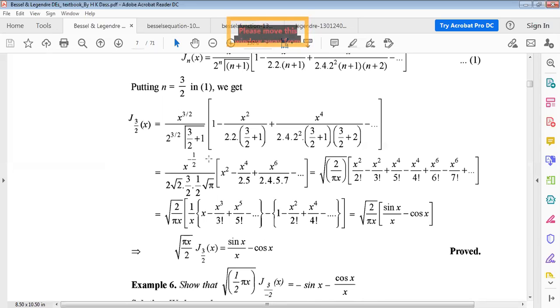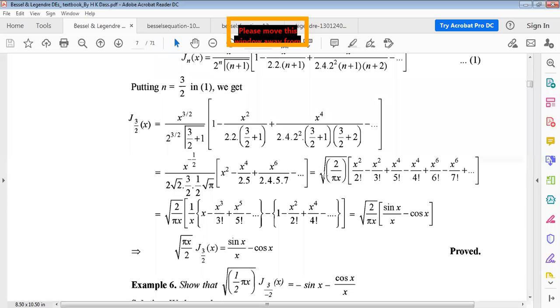This is gamma 3 by 2 plus 1. Gamma 3 by 2 plus 1 means gamma 5 by 2. Gamma 5 by 2 means 3 by 2 into half gamma half. Gamma half means root pi. And 2 to the power 3 by 2 can be written as 2 root 2. So this can be written as, now multiplying x square in every term and taking 1 by x square here, x square is given in every term. So we can write x square by 5 by 2; the 2 will be cancelled, so 2 into 5. And here 5 by 2, 7 by 2, so the 2s will be cancelled. So 2 4 5 7 only.